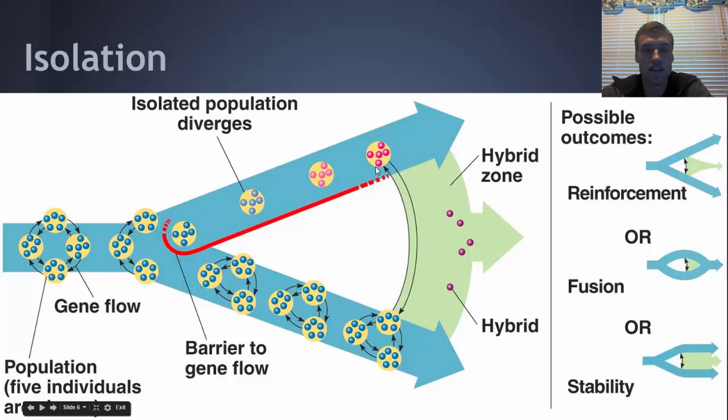It diverges, and then maybe eventually we have some gene flow that goes back and forth, and we get these hybrids. Now, there are kind of three different ways that this could go. Either our two organisms continue to diverge, and therefore, this is known as reinforcement. So you're reinforcing the isolation. So you get two new species and maybe some sort of third hybrid species.